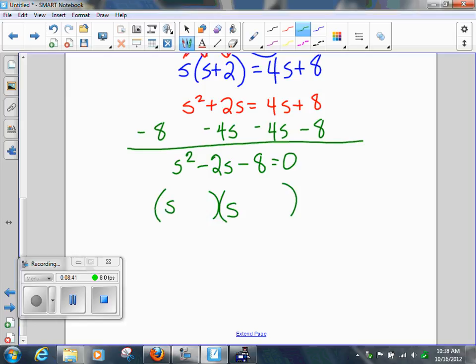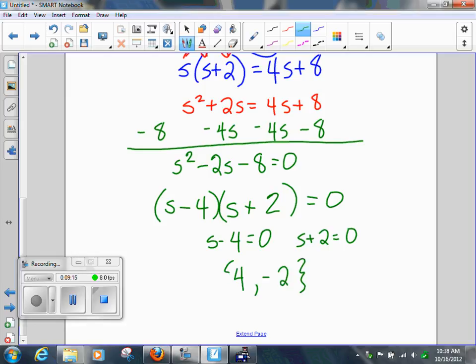I know it's s and s. What are 2 factors of 8 that when I subtract give me 2? 4 and 2. Are my signs the same or different? They're different. And it's minus 4 plus 2. Right on? Are we cool? Now what? Set each factor equal to 0 and solve. And I've got 4 and negative 2 as my solutions.